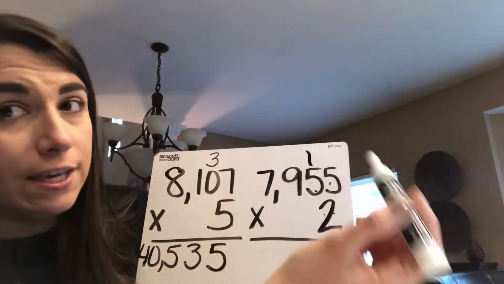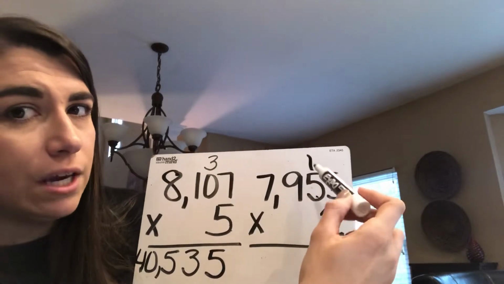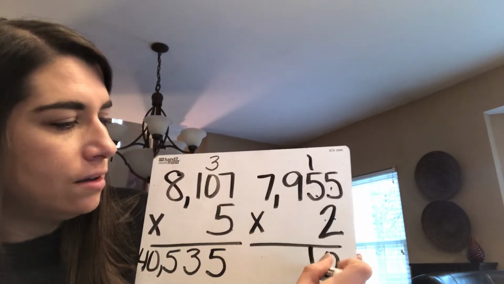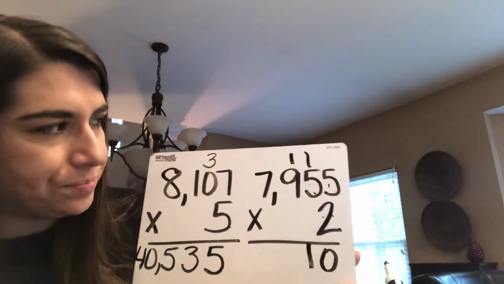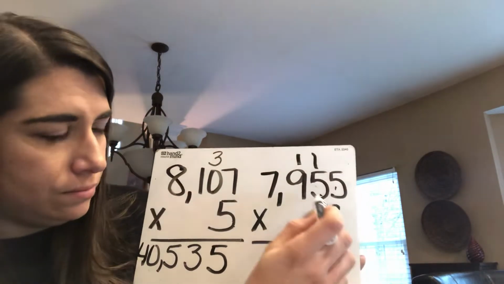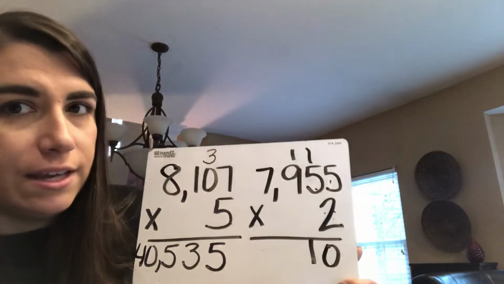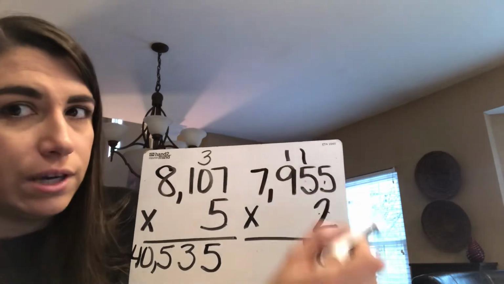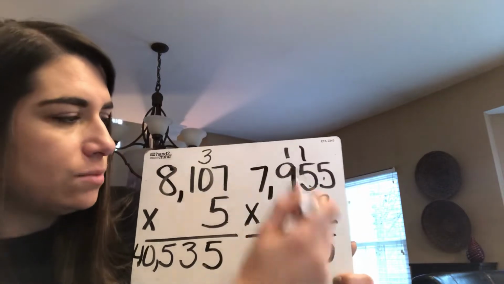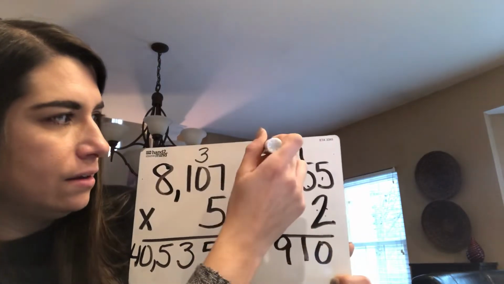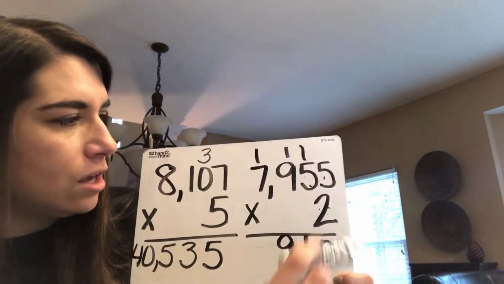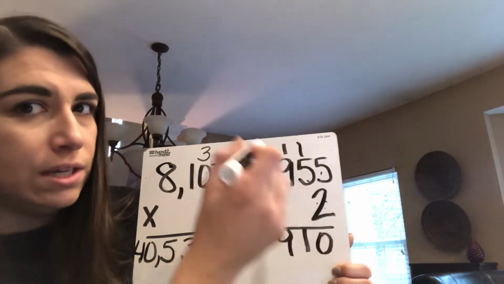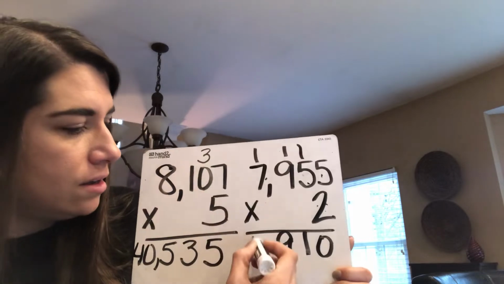The next one, 2 times 5 is 10. 2 times 5 again is 10, but this time since you carried that 1, you have to add it in, so it's 11. And I carry my 1 again. 2 times 9 is 18. And 18 plus 1, because you carried that 1 over, is 19. Carry my 1. 2 times 7 is 14. 14 plus 1 is 15.